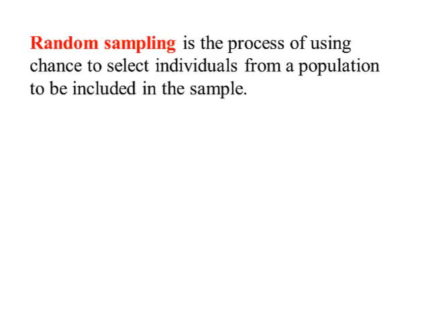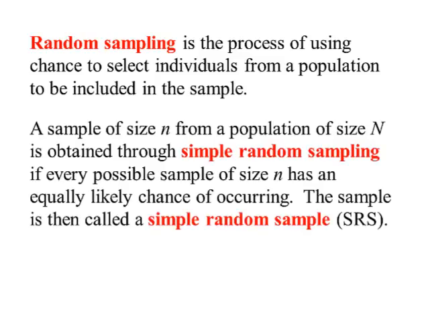Random sampling is the process of using chance to select individuals from a population to be included in the sample. A simple random sample is a sample of size n taken from a population where every possible sample of size n has an equal chance of occurring. We abbreviate this SRS. A simple random sample will produce samples that are representative of the population.